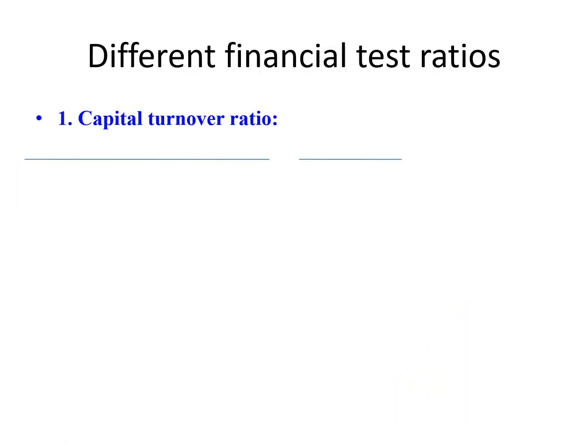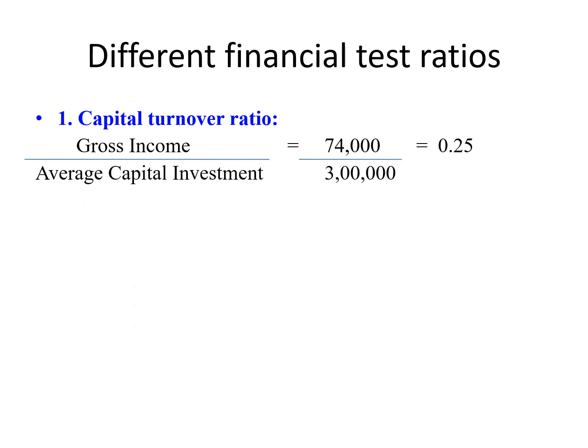So here we can see the different financial test ratios. First one is the capital turnover ratio. The formula for this is gross income divided by average capital investment. Here our gross income is 74,000 and our average capital investment is 3 lakh. So the value comes to 0.25.